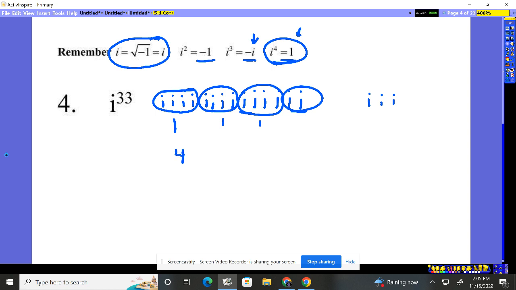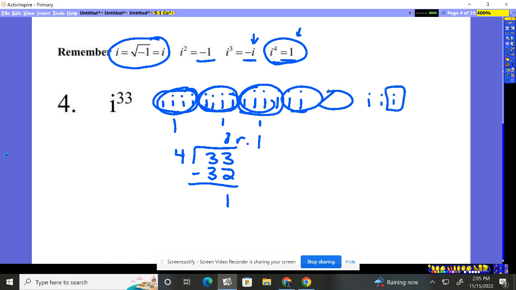Well, 4 goes into 33, what, 7, 8? 8 times. 8 times 4 is 32, so there'll be a remainder of 1. There's going to be one little i left over. All these will go, and each one of these will be worth 1. 1 times 1 times 1 times 1 times 1 times 1 times an i. So the final answer, this is worth simply a single i.